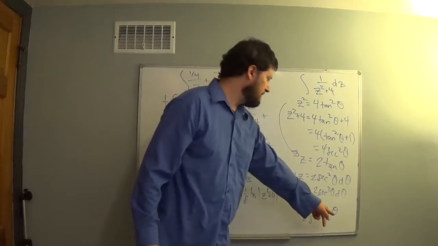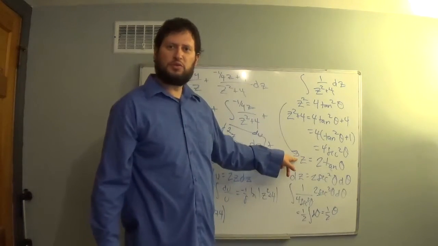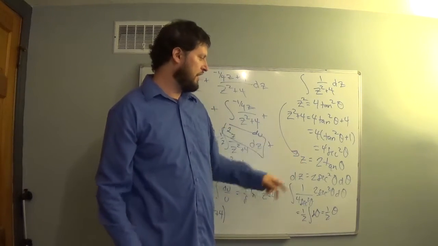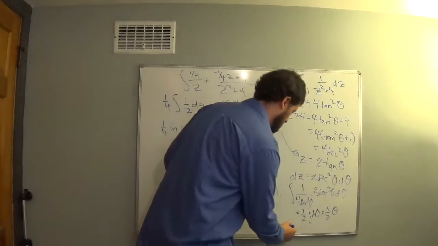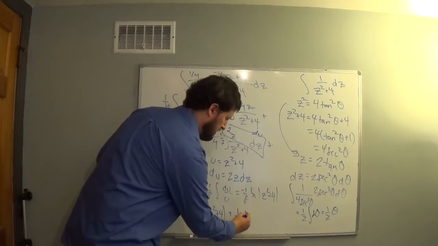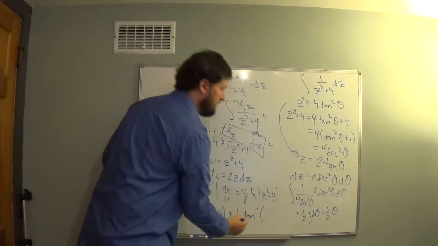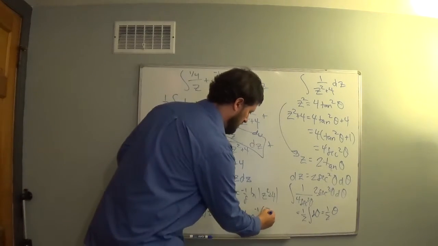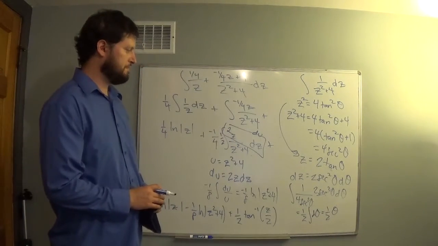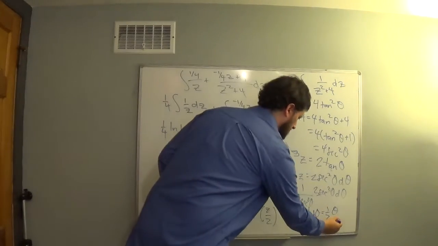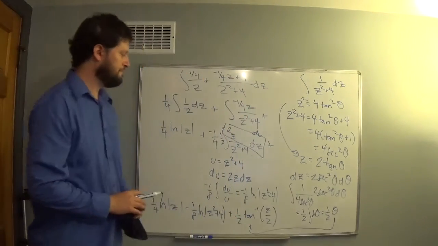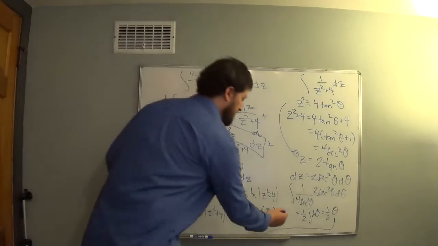Finally, what is theta? Well, if z is equal to 2 tan theta, divide by 2, I get z over 2. Take tan inverse, I get theta is tan inverse of z over 2. And that's our final result. So that will be 1/2 tan inverse z over 2. So that's this piece right here. Plus c, and then we're done.